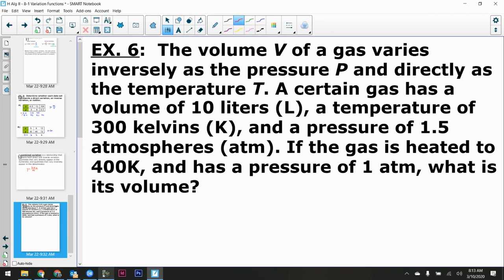Come on, this isn't bad. The volume V of a gas varies inversely as the pressure P and directly as the temperature T. Okay. Just two variables. The volume V, so V is your y in this case. V is equal to. The volume V of a gas varies inversely as the pressure and directly as the temperature.